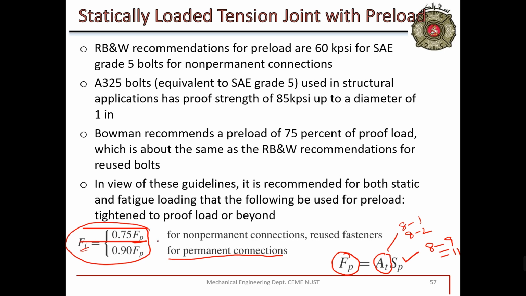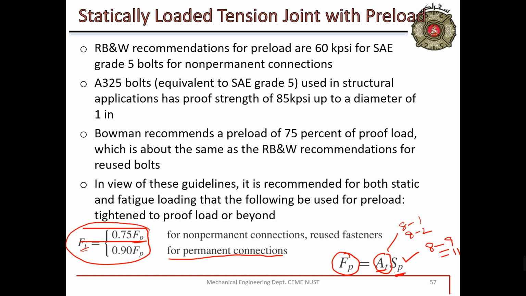Now, what is the way forward? For any problem, you will select a bolt diameter. From that bolt diameter, you will check AT. For your specific problem, you will calculate SP. From this SP, you will choose a material. From that material, you will have a value of SP. From this SP, you can calculate maximum Fp, and mostly bolts are for temporary joints, so multiply it with 0.75. That has to be your maximum preload that you can apply on that material.